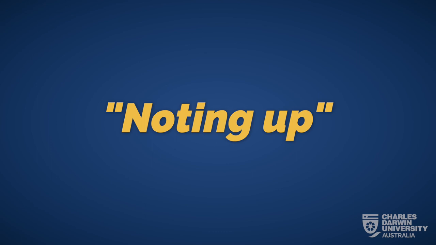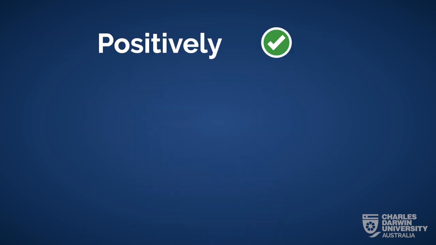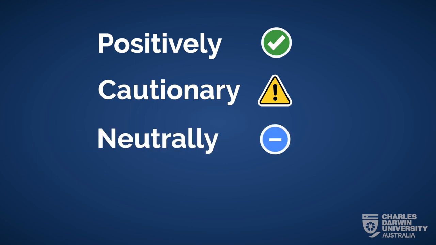Noting up is checking to see how your case has been cited by other cases. For example, has your case been treated positively? Has it been applied, approved, or affirmed? As cautionary, where the case has been questioned, distinguished, or explained? Neutrally, this is where there are no other citing cases, or where the citations have no direct or negative history?